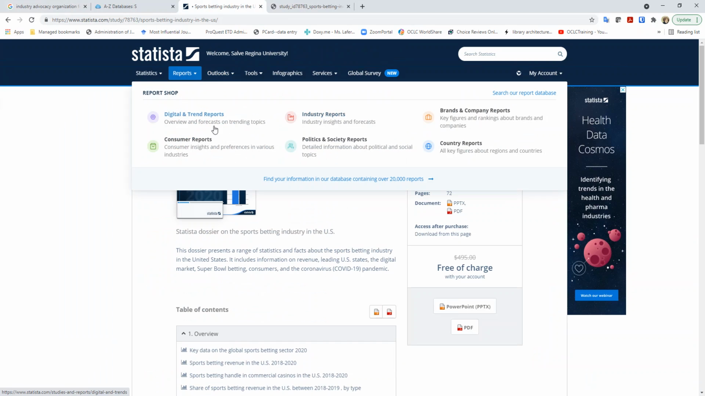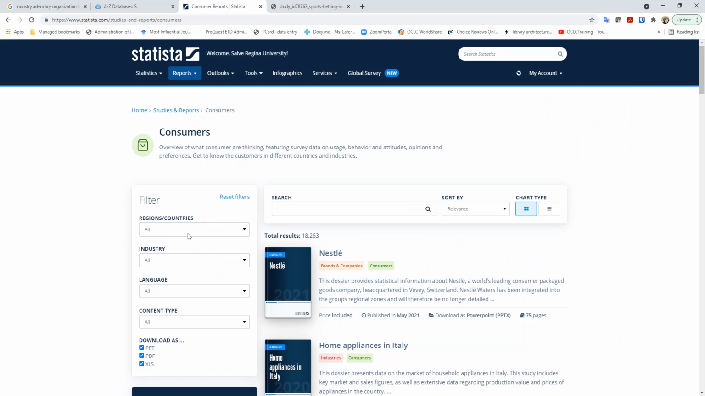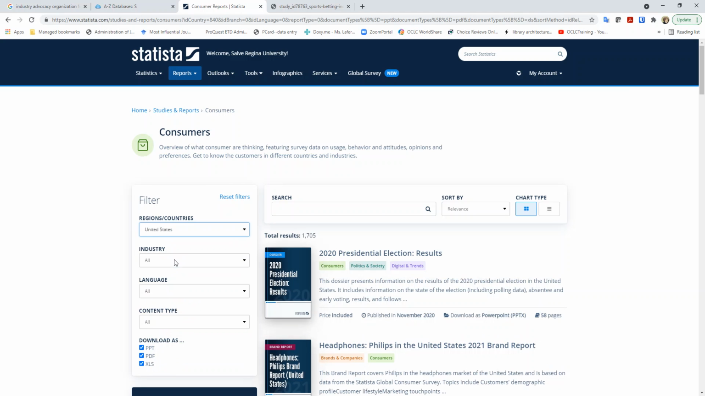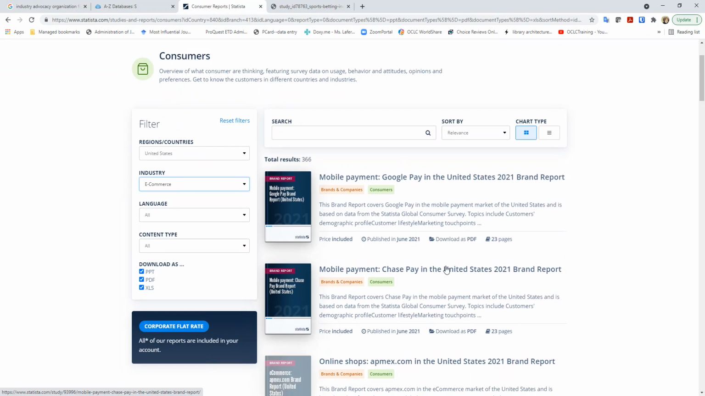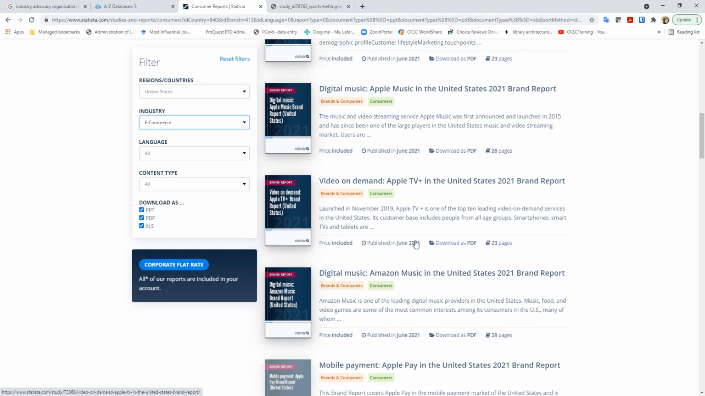Now you may also choose to get a country report, which will have even different data than the outlook did, and digital and trend reports, consumer reports. Again, if you would like, you can limit it to the U.S., which I suggest you do. And then I also suggest that you take a look at limiting it by the type of business or product that you're working with. So you may be looking at e-commerce, for example, and it will tell you what consumers are doing with respect to these different types.